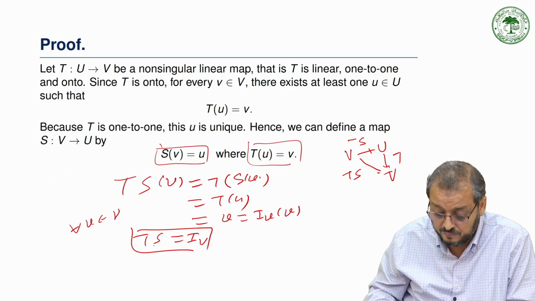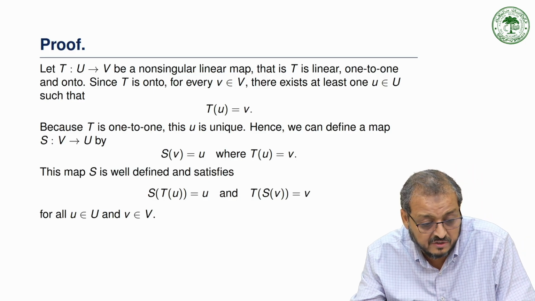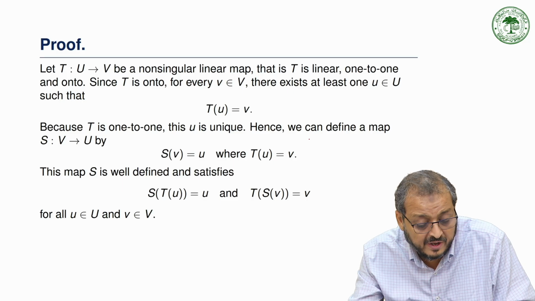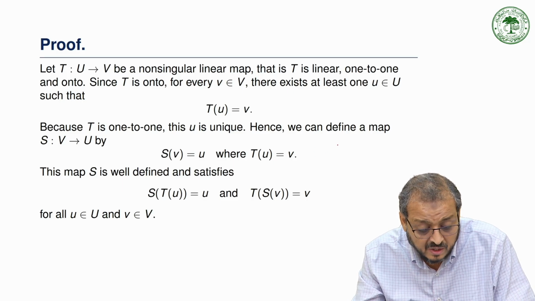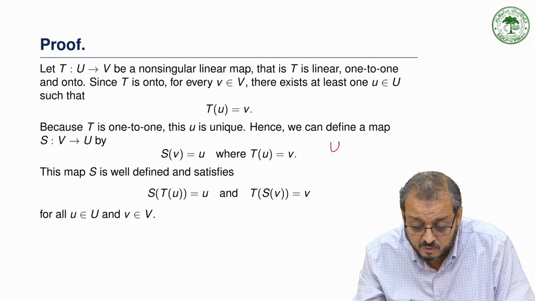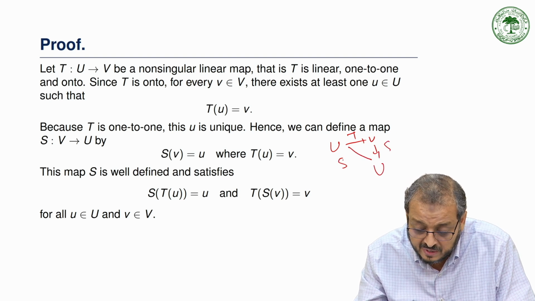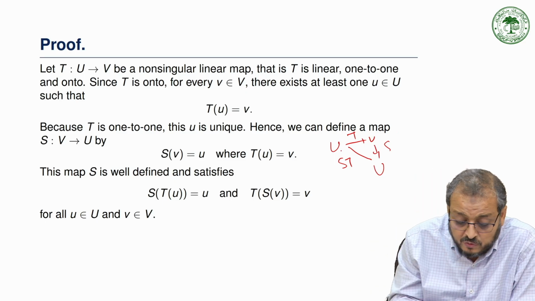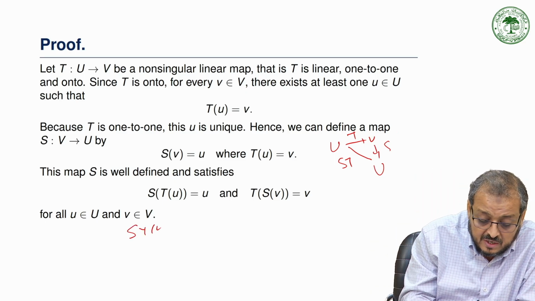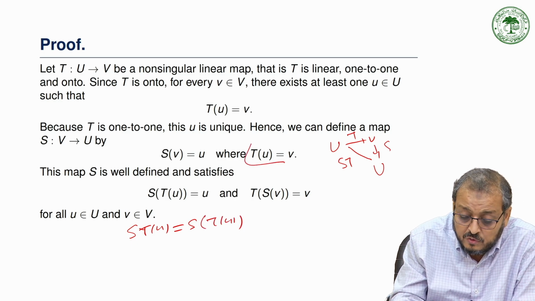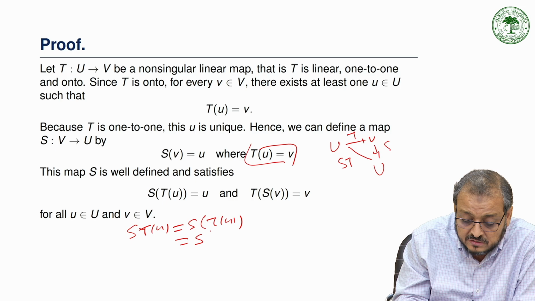Now we try to find the other way also, the identity of ST. For ST we take T from U to V, and S from V to U, so this is ST. So ST of U, taking some element of U, can be written as S of T of U, and now T of U is V, so this can be written as S of V.